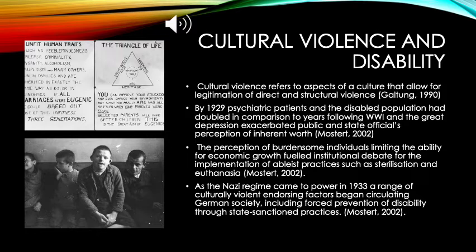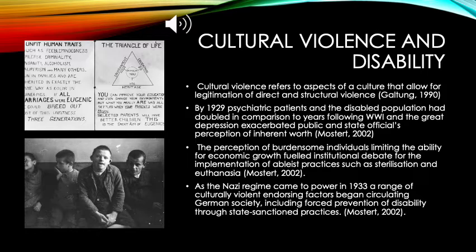As politicians across the globe began to reportedly promote the use of eugenics to shape societies, German eugenicists grew into a much more radical, homogeneous approach that essentially supported the Nazi Germany ideology of Aryan supremacy. As the Nazi regime came to power in 1933, a range of culturally violent endorsing factors began circulating German society, including false prevention of disability through state-sanctioned practices.